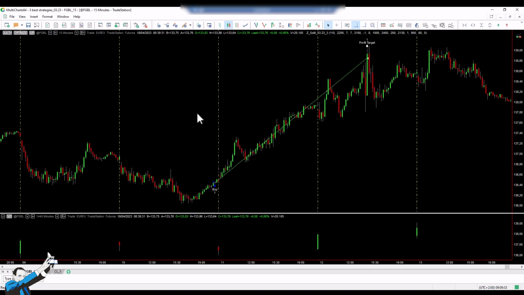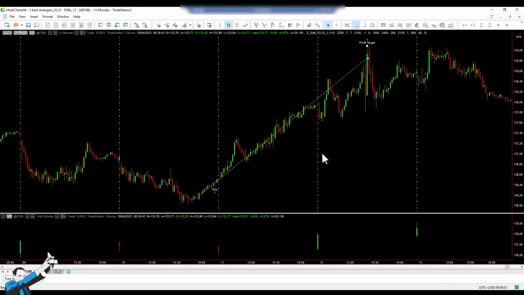uses a 15-minute time frame and a second time frame of 1,440 minutes, which corresponds to a daily time frame. The Bund session begins at 1:10 a.m. and it ends at 10 p.m.